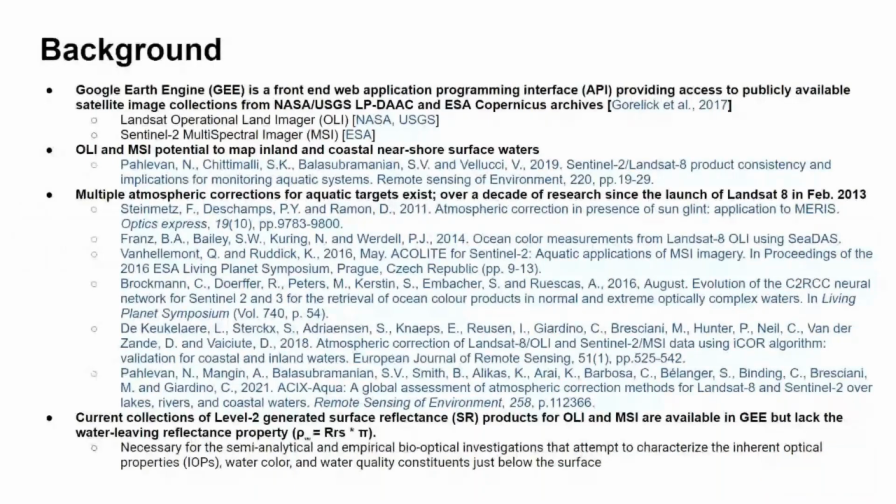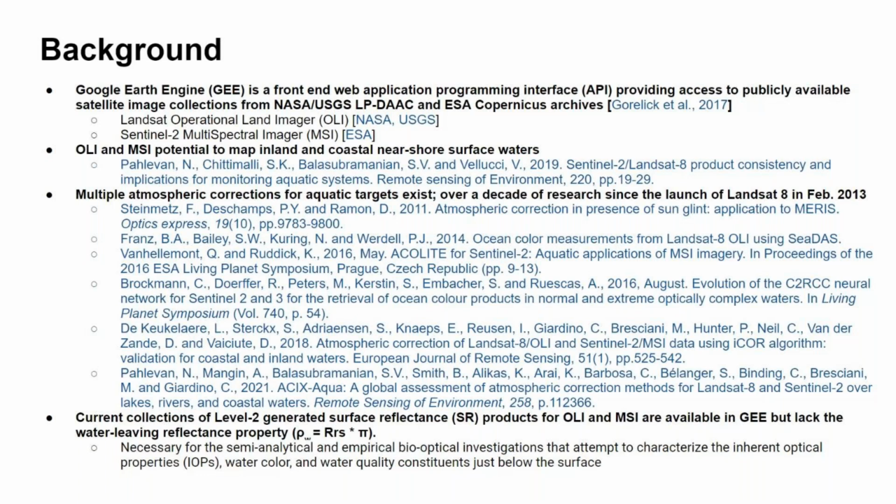As most of us probably know, Google Earth Engine is a front-end web application or API providing access to publicly available satellite image collections from the NASA USGS LP DAAC and ESA Copernicus archives, including Landsat 8, Landsat 9, Sentinel-2 multispectral imager, and many, many more. But for this particular talk, I'm mostly just focusing on Landsat and Sentinel-2. Now, OLI and MSI have shown the potential to map inland and coastal nearshore surface waters with respect to water quality, water color, IOPs, AOPs, etc.